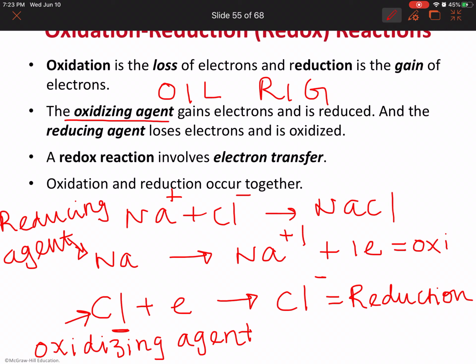The oxidizing agent, which in this case is chlorine, gains electrons and is reduced. And the reducing agent, which is your sodium, loses an electron and is oxidized. Okay, the one that is undergoing oxidation is not the oxidizing agent, that's the reducing agent. The atom that's undergoing the reduction is not the reducing agent, that is the oxidizing agent.